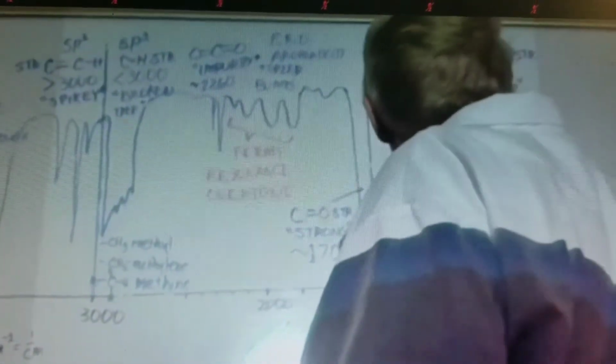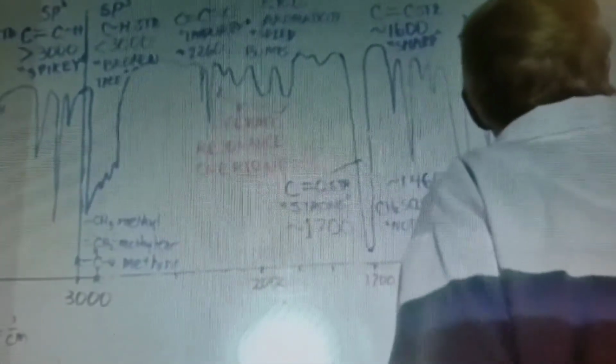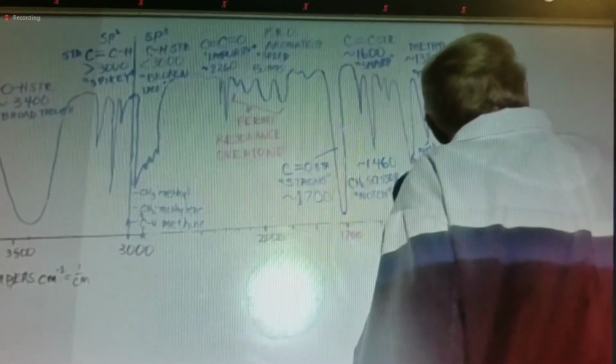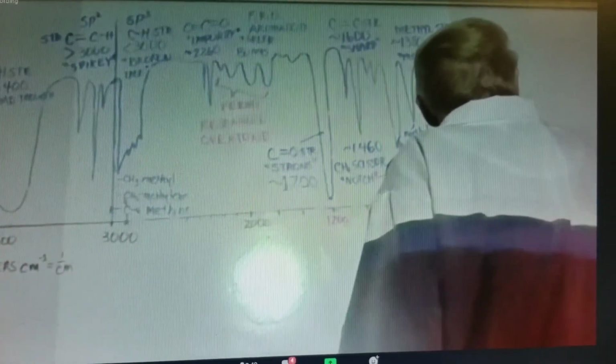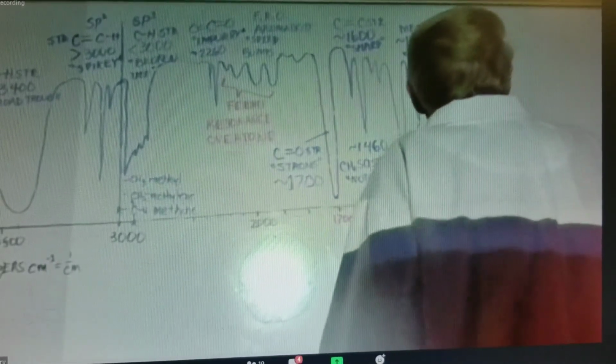So this is a methyl stretch at 1380. M-E-T-H-Y-L. And the next one we're going to look at is at 1100, about right here. About 1100, you'll see an absorption. It also has a notch. This one's pretty strong.